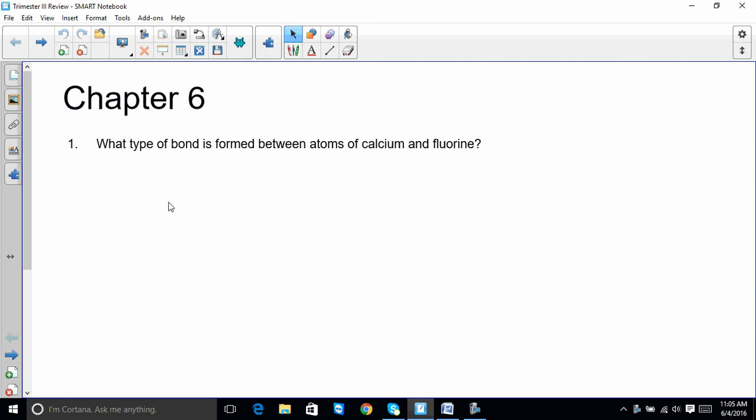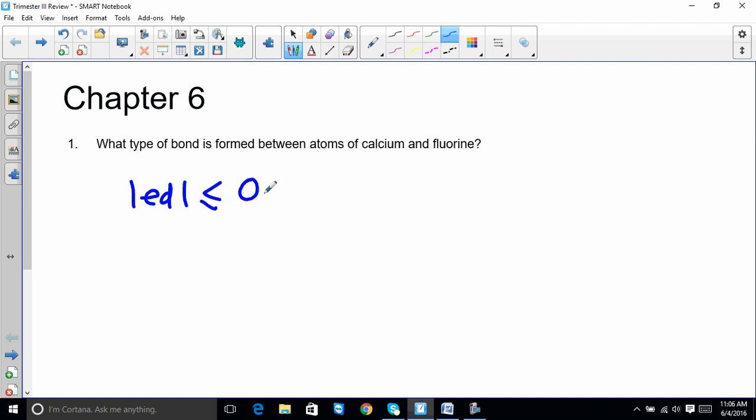The first thing that you have to remember is that if the electronegativity difference is less than or equal to 0.3, this is called a non-polar covalent bond.